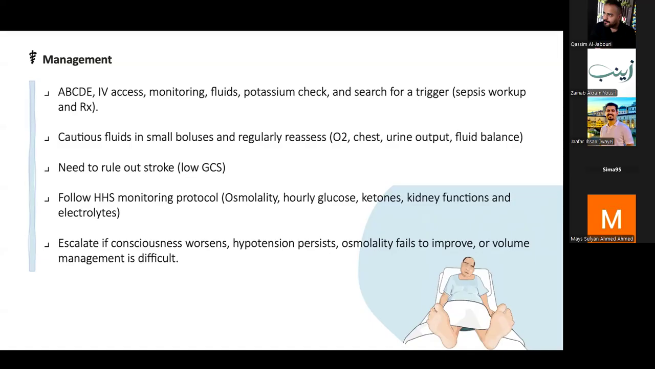So, dear doctor, when do we administer VTE prophylaxis? I should have written this, heparin. It should be during this management. Yeah, you just give it from the beginning. Yes, okay.